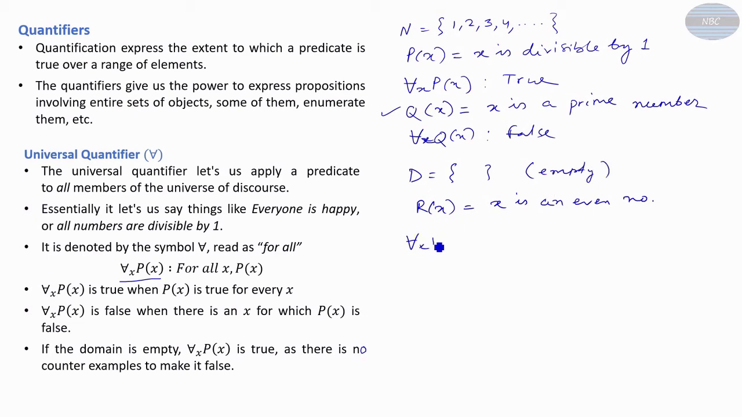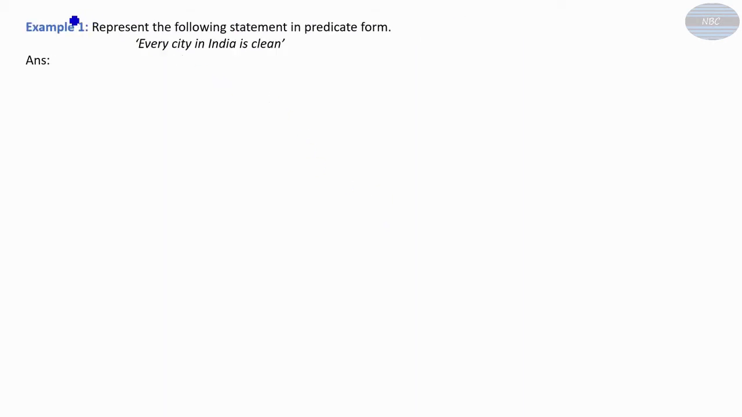Then for all x Rx, this will always be true, because there is no example or counter example to make it false, because there is no element here. Since there is no element, we cannot have a counter example where this particular predicate function Rx will be false. So if the domain is empty, then for all x Px is true if there are no counter examples to make it false.